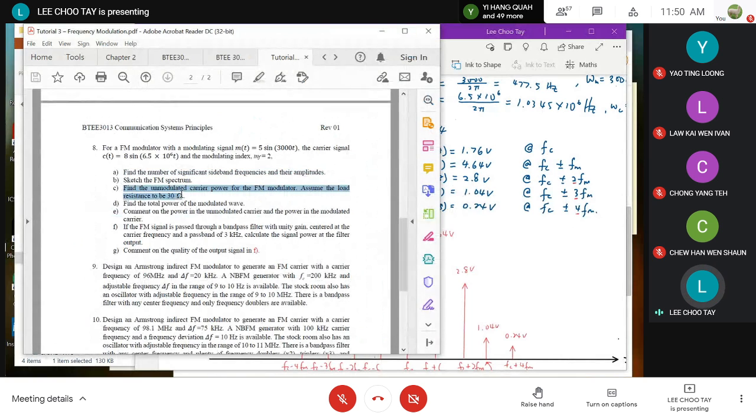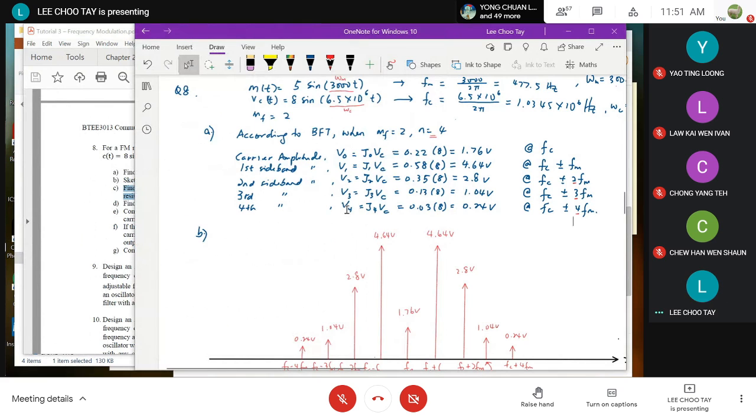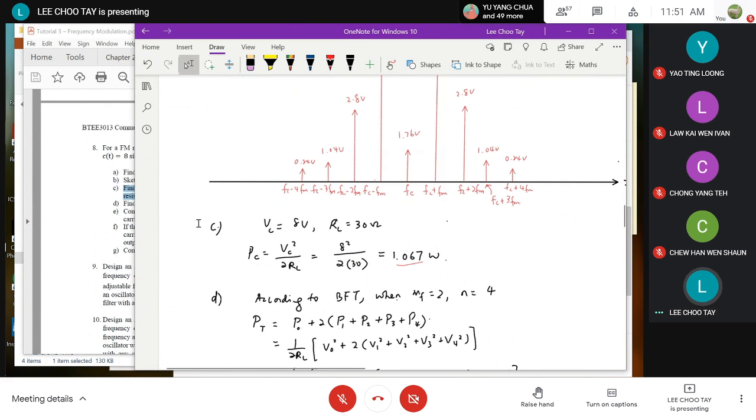Find the unmodulated carrier power for the FM modulator. Assume the load resistance to be 30 ohm. Okay, this question again is very easy. So carrier power. As far as FM is concerned, this is your carrier equation, right? The carrier equation is 8 sine something, so it's a sinusoidal signal. Amplitude is 8. So the carrier power is just Vc square over 2R, because it's sinusoidal.